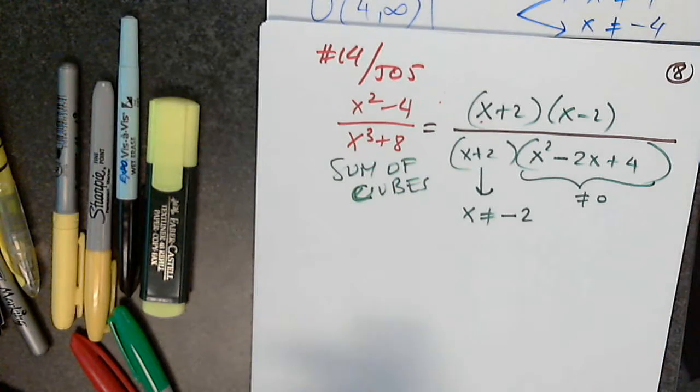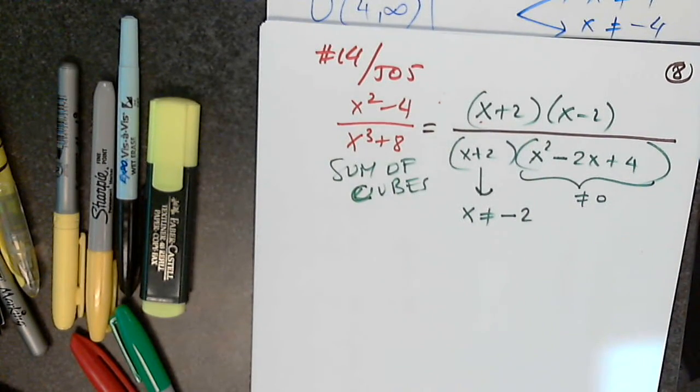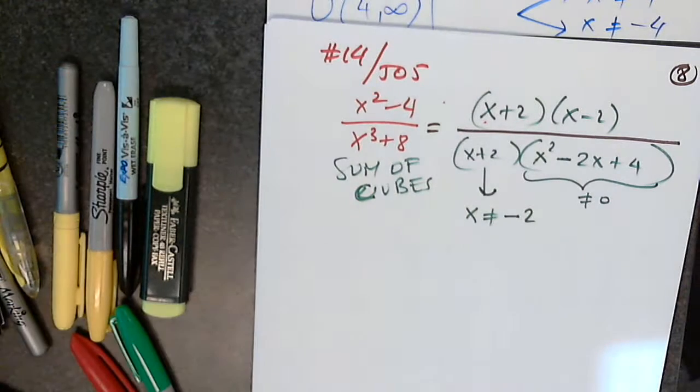So in other words, x squared minus 2x plus 4 is never 0. So there is no restriction coming from this. Since it can never be 0, there is no dispute, no problem there.